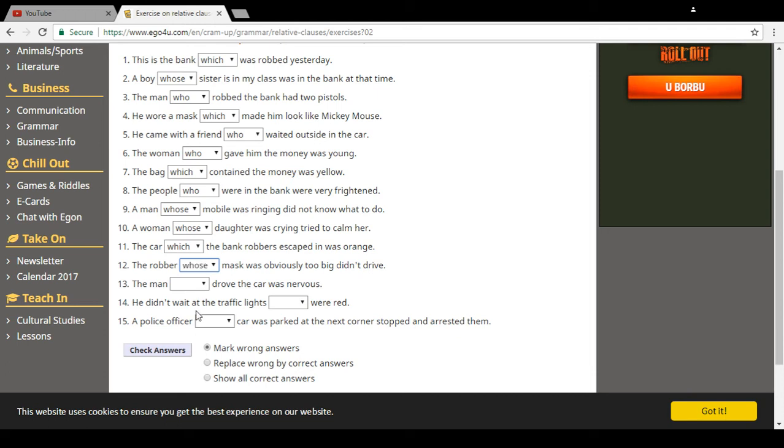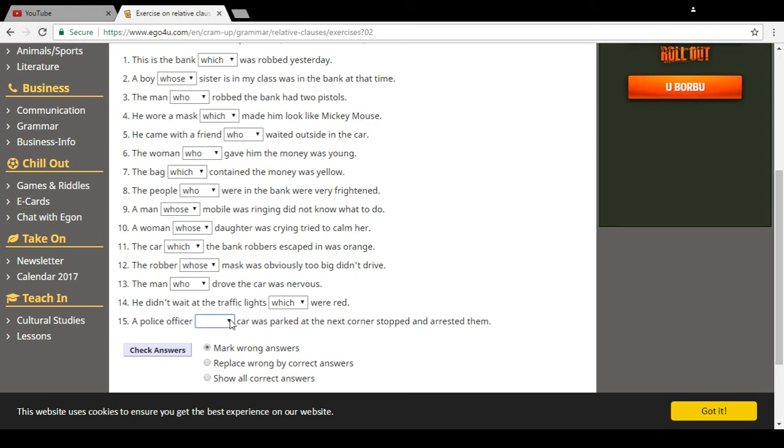Whose mask, znači čija je maska bila prevelika. The car was nervous. Who drove the car? He didn't wait at the traffic lights, which were red. Znači, prešao preko crvenog.